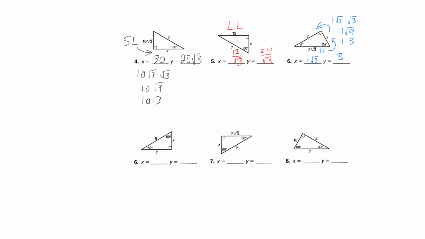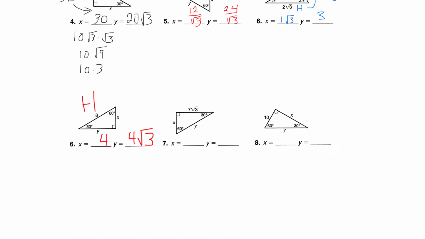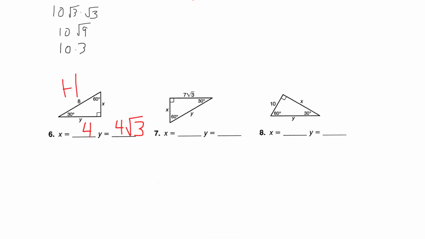Okay, so on number 6, 8 is what, the long leg, short leg, or hypotenuse? Hypotenuse. So what is x? 4, it's half of that, and the y is 4 square roots of 3. Yep. All right, on number 7, this 7 square roots of 3 is the long leg. So going back to the short leg, we divide by the square root of 3. So that's 7, and that makes the hypotenuse 14.